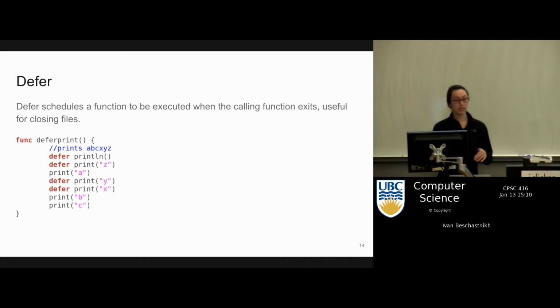So we print A, B, C, because the other functions are deferred. Then we print x, y, z. So when you defer things and the ordering matters, keep in mind that it's last in, first out. Does that make sense to everybody? Okay.